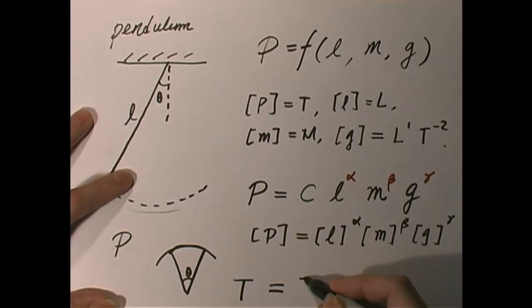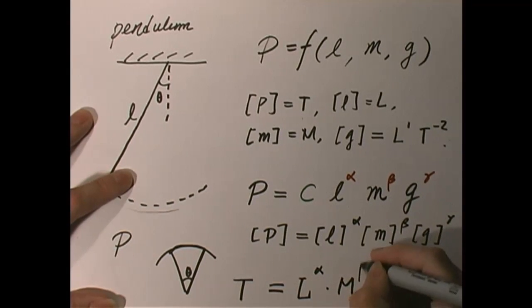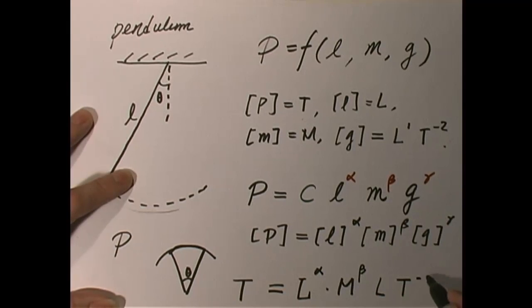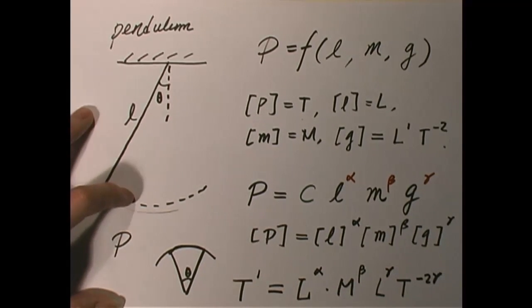Dimension of L, that's just capital L. Don't forget, raised to the power alpha. Next, dimension of the mass, that's just capital M, raised to the power beta. Next, dimension of G, now that is L t to the power negative 2. Okay, L t to the power negative 2, but don't forget, you raise the whole thing to the power gamma, right? So this is L to the gamma, and this is t to the negative 2 gamma. All right. This, by the way, is t to the first power, the left-hand side. So this tells us t to the first power must be equal to L to the power alpha, m to the power beta, and L to the power gamma, then times t to the power negative 2 gamma.